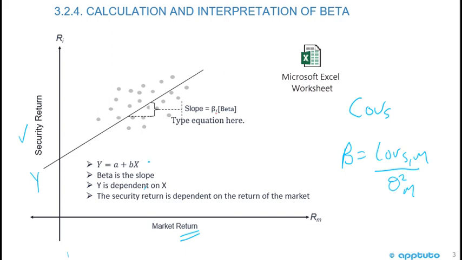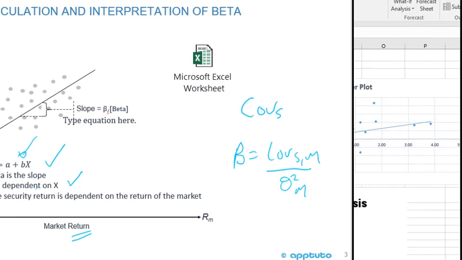And when you run a regression, you get an equation, y equals a plus bx. So beta is the slope of the line, okay? Y is dependent on X, so the return to the security is dependent on the return of the market. That's why we call this a single factor model. The market model is a single factor model, and the factor, the sensitivity, is the beta. And the security return is dependent on the return of the market.